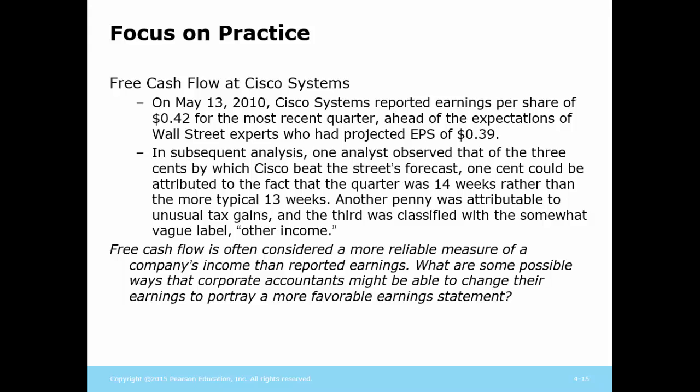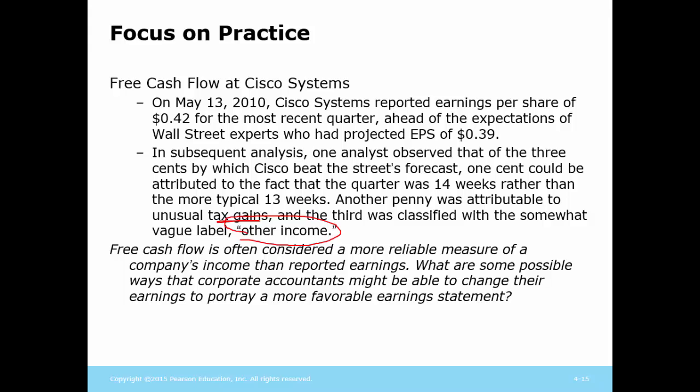So we're looking at Cisco here. We can see that they reported earnings per share of 42 cents. The Wall Street experts had predicted 39 cents. But one analyst observed that of the 3 cents that they beat the forecast, one of those cents could be attributed to a difference in the calendar. Another penny was attributable to some unusual tax gains. And the third one was classified as the somewhat vague "other income."